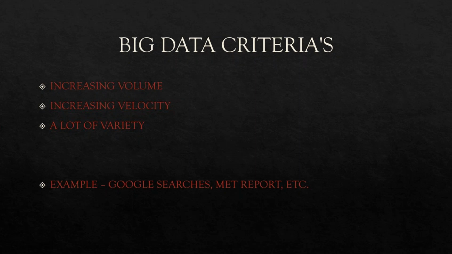So we all understand that huge data is different and big data is different. When somebody asks you what big data is, you need to remember that there are three criteria for a data set to qualify as big data. First is increasing volume, second is increasing velocity, and third is that there should be a lot of variety in that data.